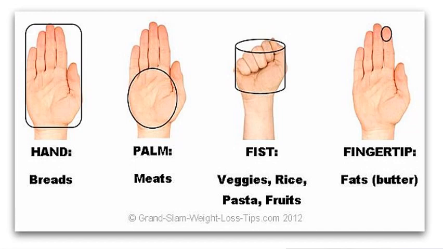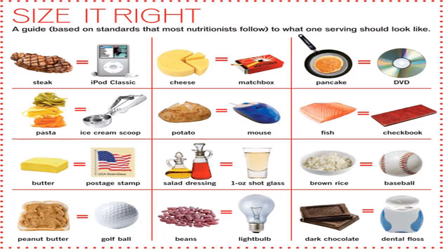The serving size for breads is equal to the whole hand, including the palm and fingers, while regarding the serving size of meats, it is equal to the palm of the hand only. The serving size of vegetables, rice, pasta, and fruit is equal to the fist of the hand. The fat serving is equal to a fingertip. These are good examples of serving size. Just take a look.